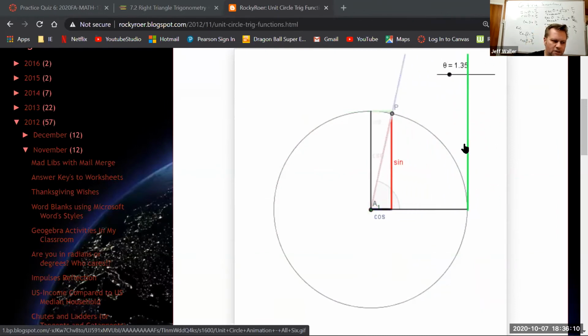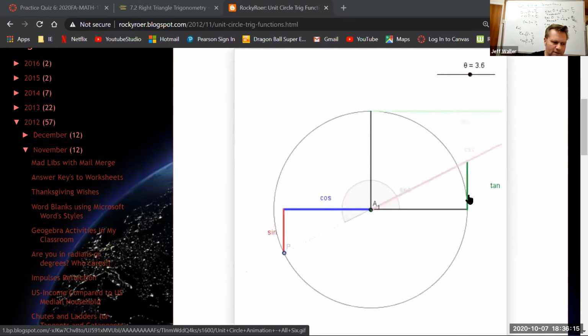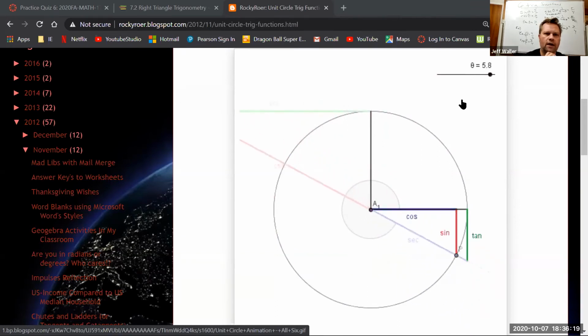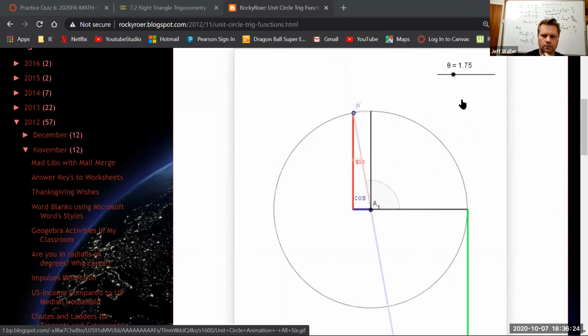And then tangent is this very interesting one, look at this. Tangent is this guy. And think about this. When is cosine 0? At what angle?